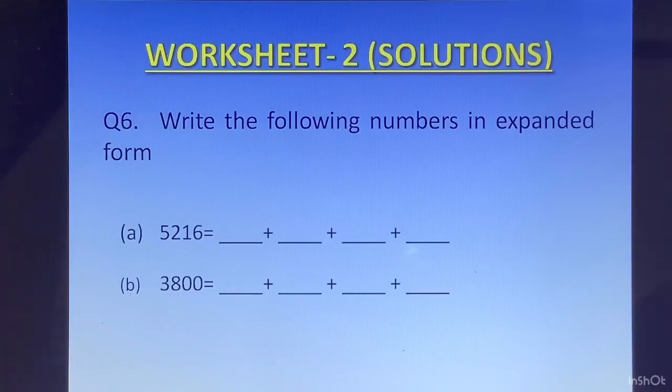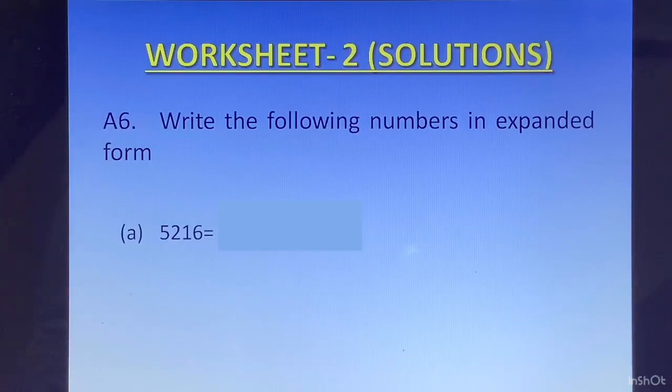Write the following numbers in expanded form. Here, let me put the place values on top. Under thousands we have 5. So we will write 5,000. Plus under hundreds we have 2. 200. Plus under tens we have 1. 10. Plus 6.